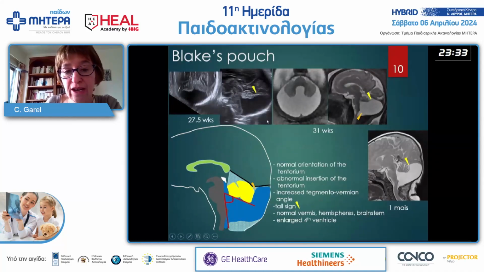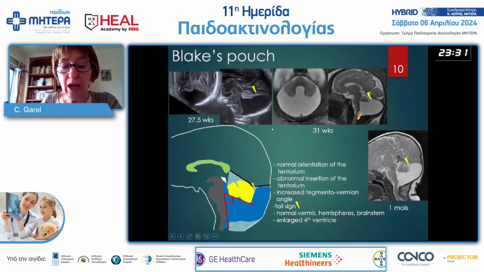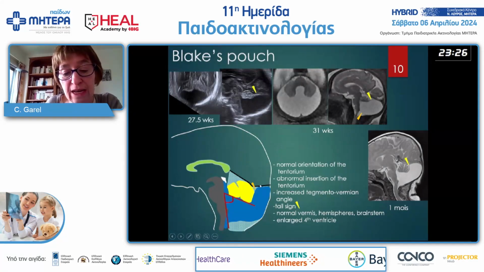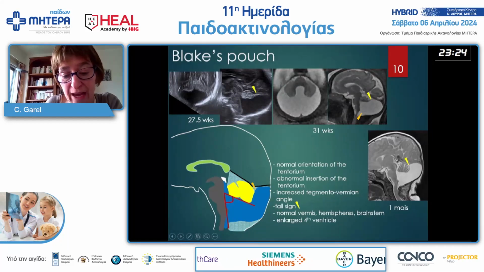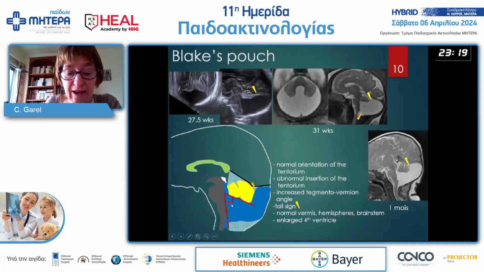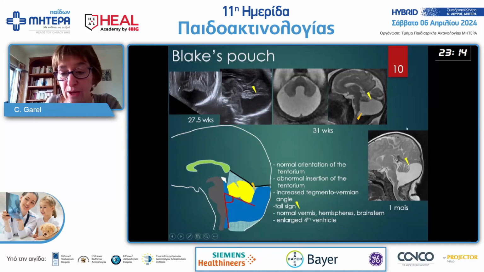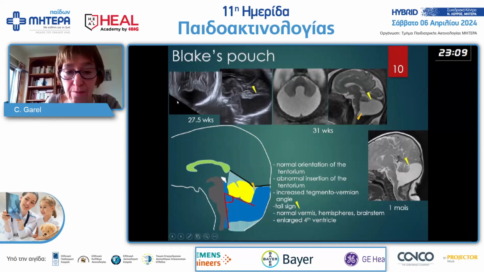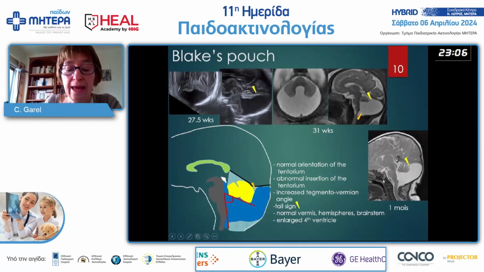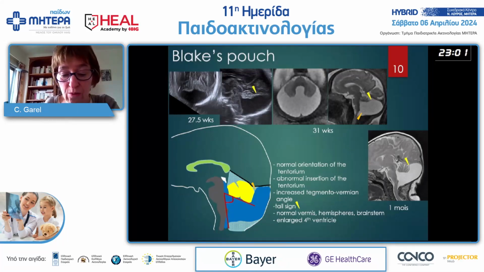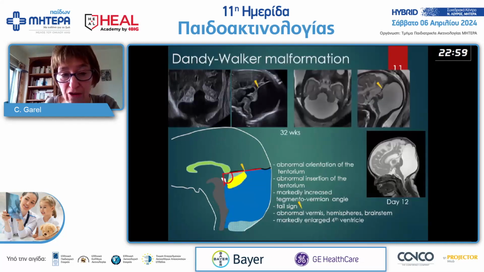When the Blake's pouch is large, the orientation of the tentorium is normal, but the insertion is abnormal due to the mass effect exerted by the huge Blake's pouch. The tegmental vermian angle is increased, and there is a tail sign that we can see here on all these examples. These are the same features before birth and after birth. The vermis, the hemispheres, the brainstem are normal, and the fourth ventricle is enlarged.